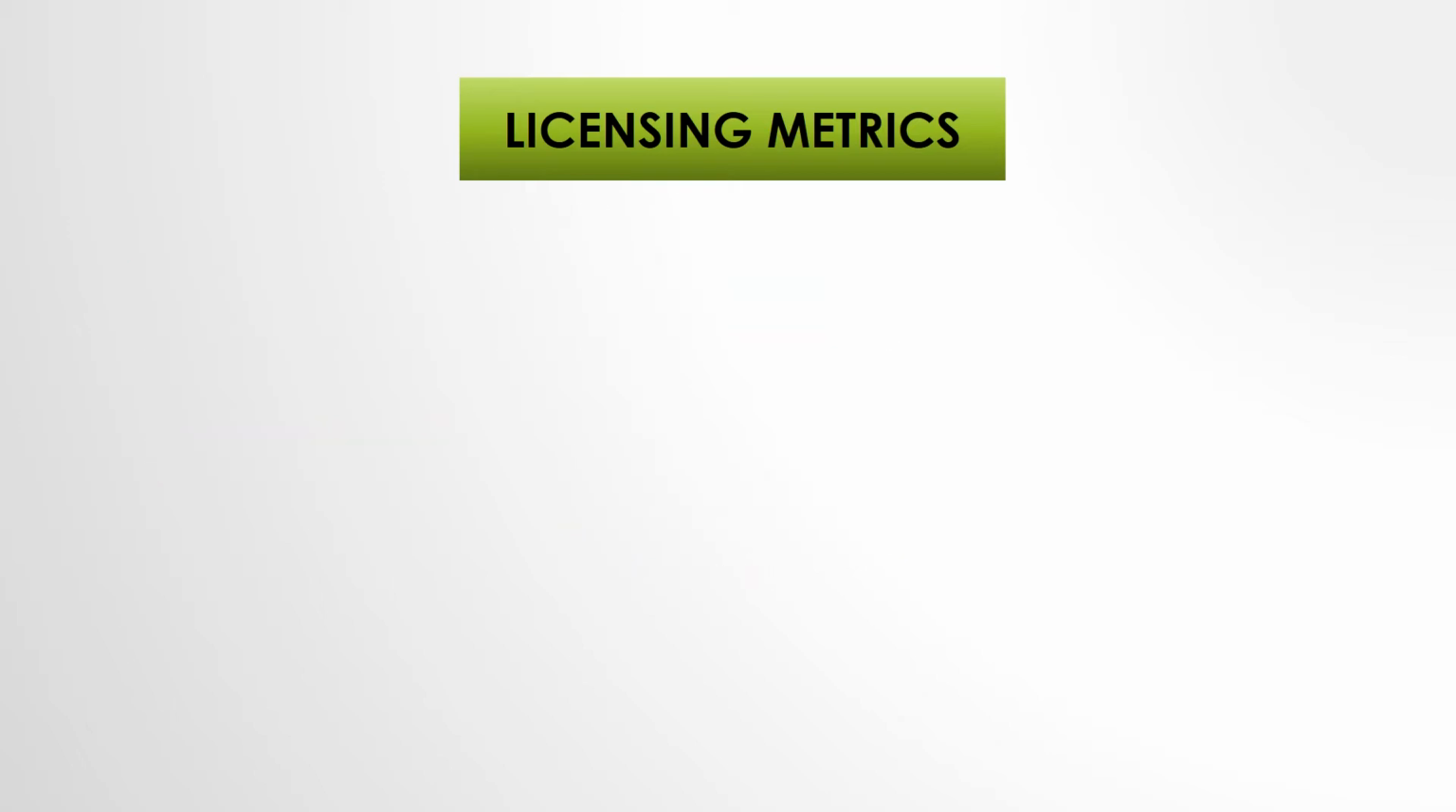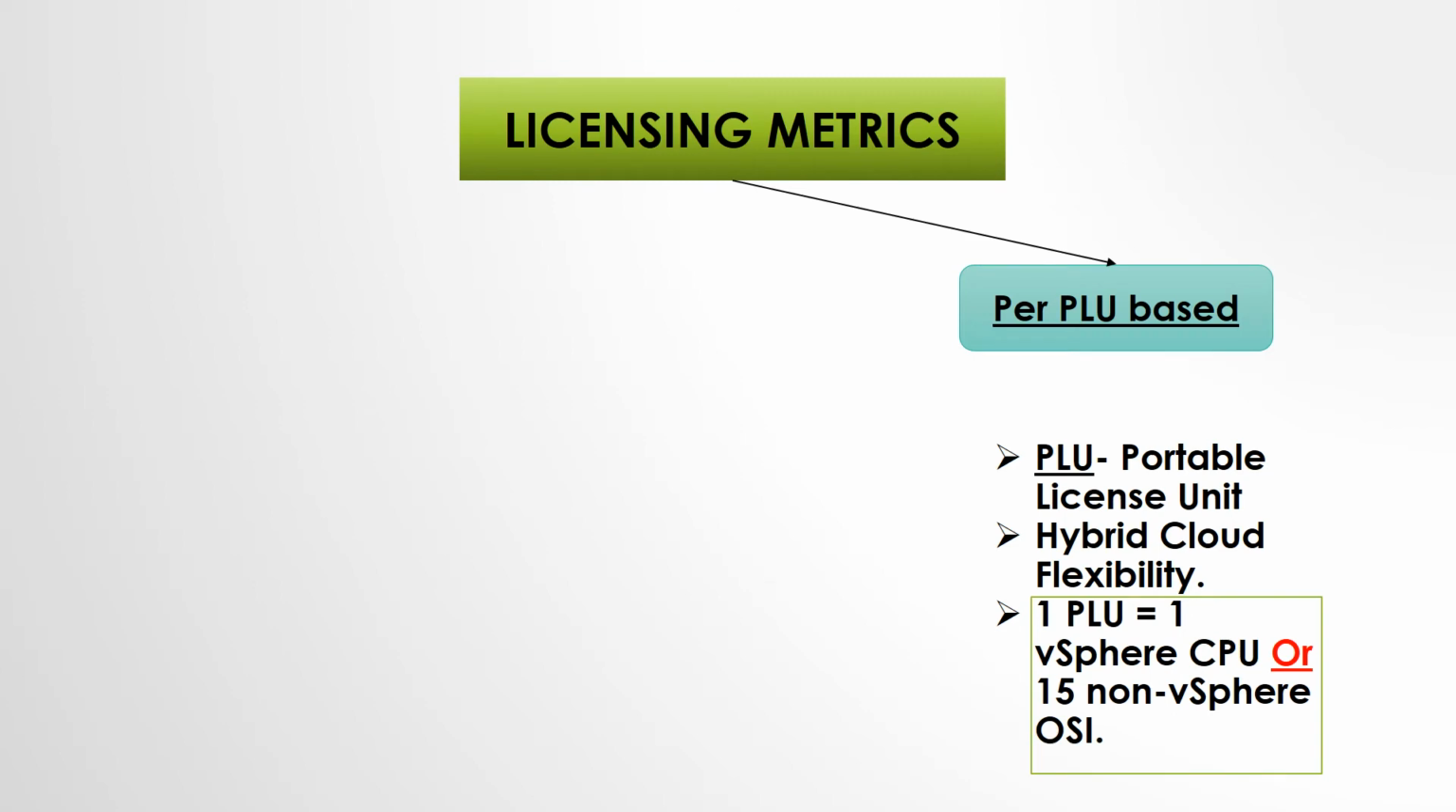Now we have another licensing metric called Portable License Unit or PLU, which came out for vRealize Suite and vCloud Suite 7.0. Now it is called portable as it allows you the flexibility to use the same vRealize Suite license type to manage workloads in a vSphere environment or in a non-vSphere environment as well, such as any VMware supported public cloud, for example, AWS, vCloud Air, or third party hypervisor and physical servers.